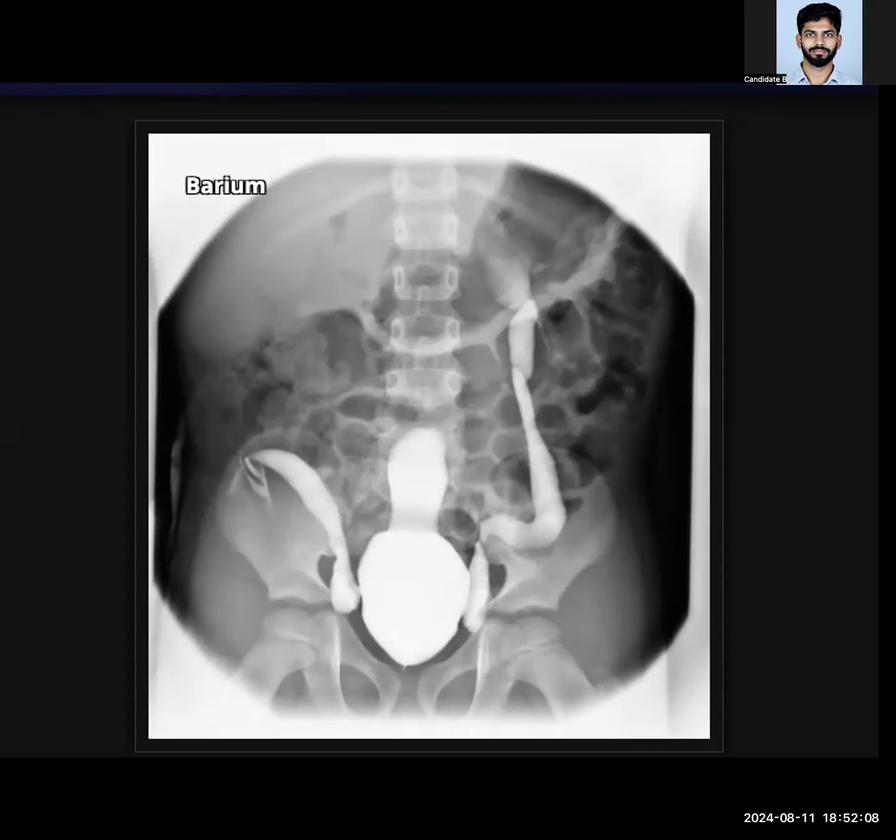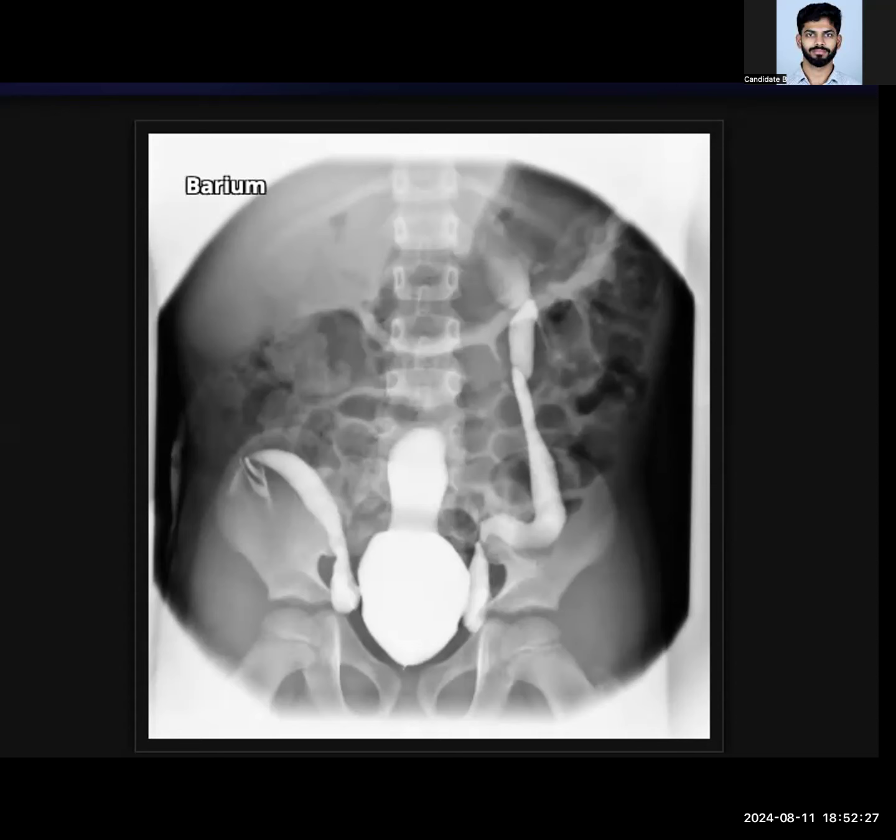I would compare with the plain images. In my routine practice, I would check all the available phases of the same study. The other possibility would be... yeah, I can see the barium label here.